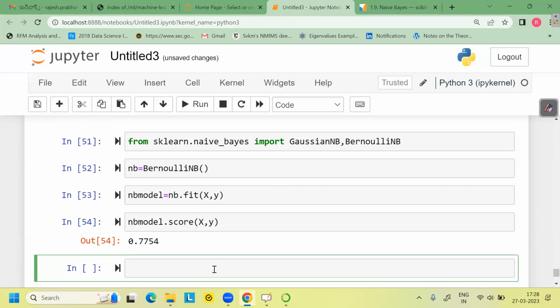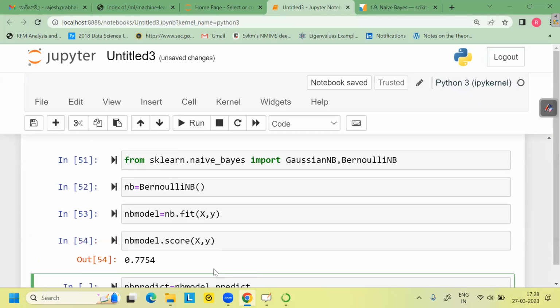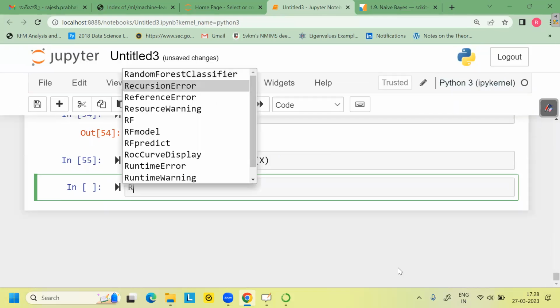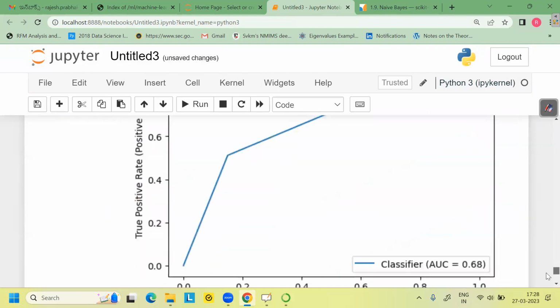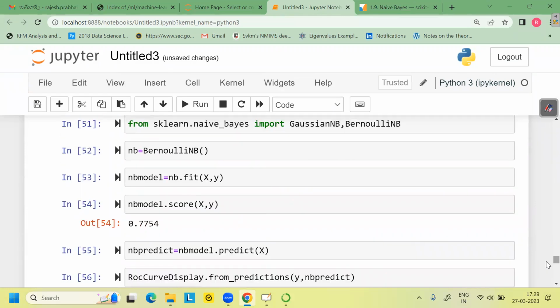Gaussian NB was very bad because Gaussian NB works when most of your variables are numerical. Gaussian is normal distribution, no? The other name of normal distribution is Gaussian. So NB predict is equal to NB model.predict(X). RocCurveDisplay.from_predictions(y, NB predict). Oh, AUC is very less, 0.68 only.